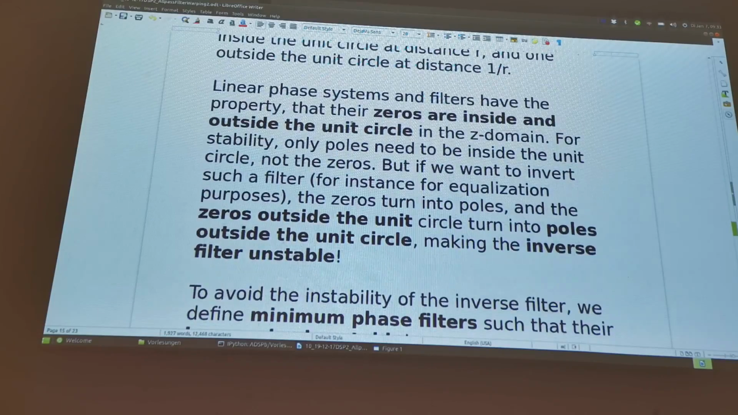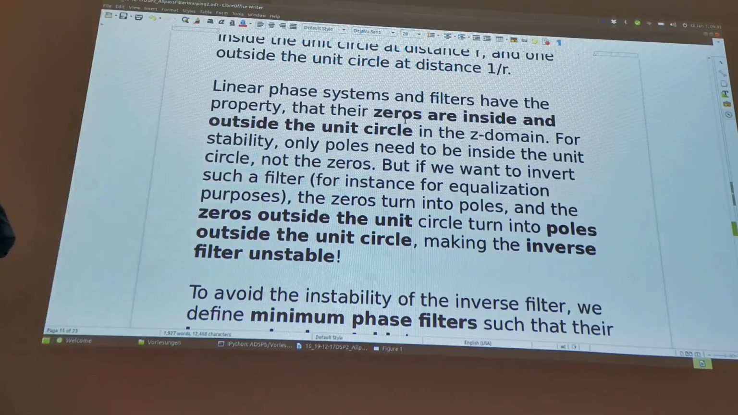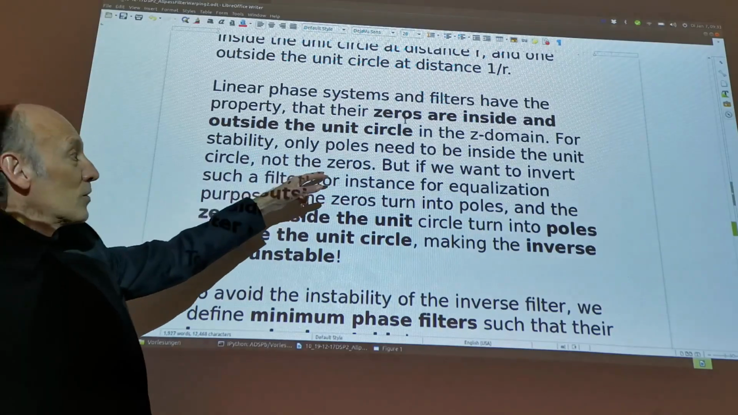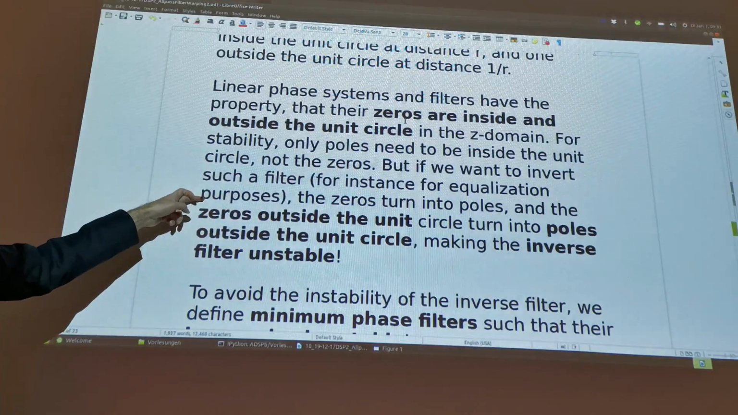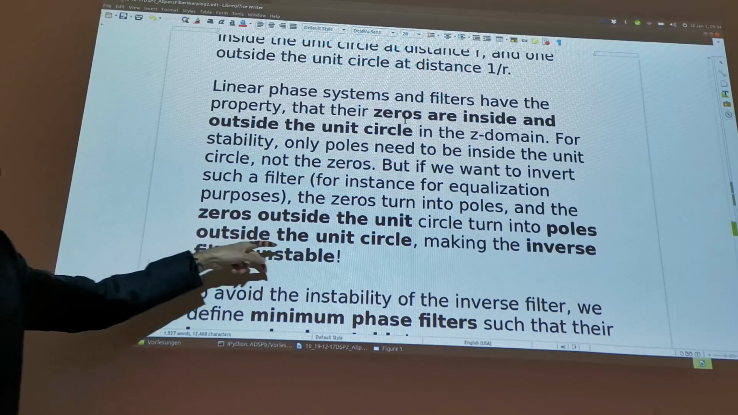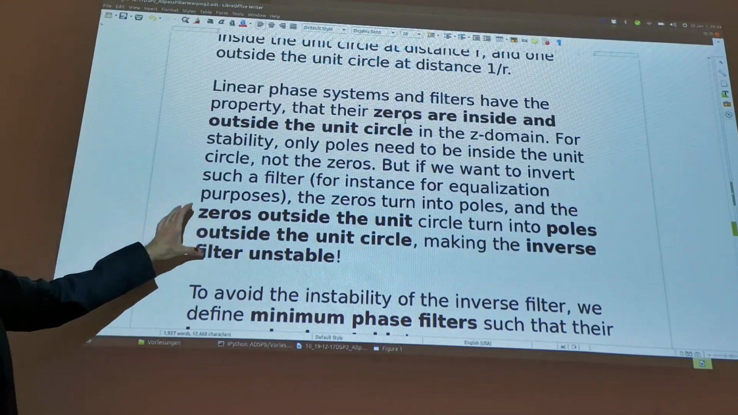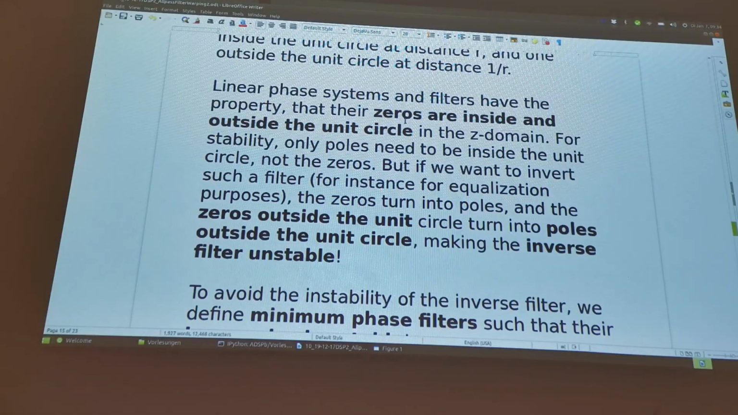Yeah, so here we have the effect that linear phase filters have the property that their zeros are inside and outside the unit circle in the z domain. For stability, only poles need to be inside the unit circle, not the zeros. So that's why we can have zeros outside. But if we want to invert such a filter, for instance, for equalization purposes, the zeros turn into poles, and the zeros outside the unit circle turn into poles outside the unit circle, making the inverse filter unstable. Right? So this is now a problem. If you want to have an inverse filter, then the numerator turns into a denominator, and the zeros turn into poles, and all of a sudden the filter becomes unstable. So that means we cannot invert linear phase filters. And this might be a problem, for instance, if you want to equalize some amplifier.